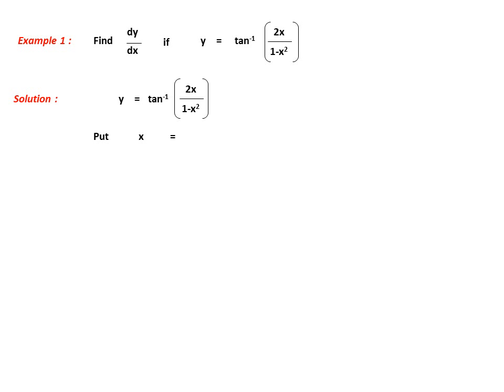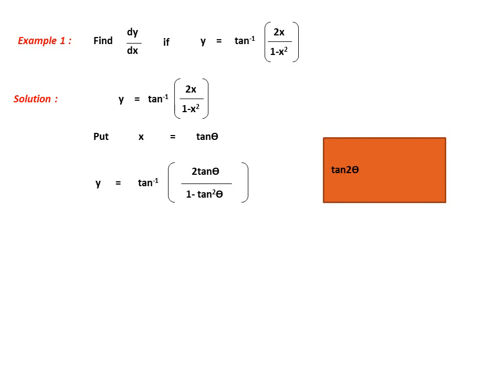Now what you have to do is put x equal to tan theta. Now we get y equal to tan inverse of 2 tan theta by 1 minus tan square theta. But you know this one, tan 2 theta is 2 tan theta by 1 minus tan square theta. Therefore you can write this as tan 2 theta. Therefore tan inverse of tan 2 theta will be equal to 2 theta, but theta is now tan inverse x. Therefore now it is very easy.